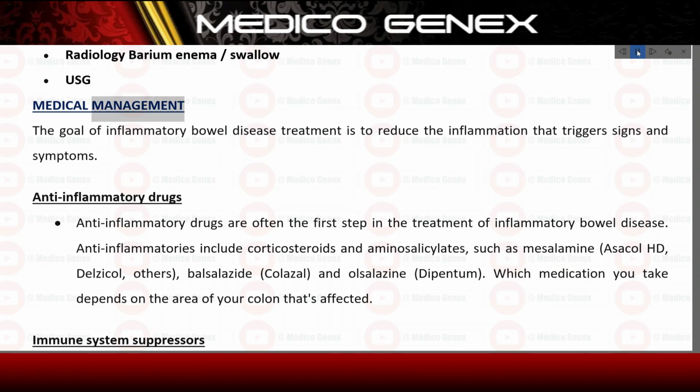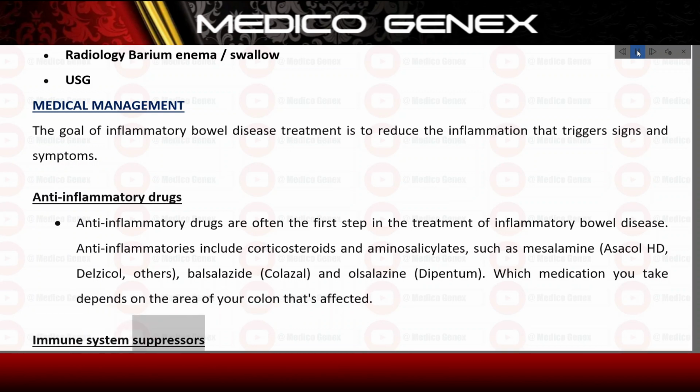Medical management. The goal of inflammatory bowel disease treatment is to reduce the inflammation that triggers signs and symptoms. Anti-inflammatory drugs. Anti-inflammatory drugs are often the first step in the treatment of inflammatory bowel disease. Anti-inflammatories include corticosteroids and aminosalicylates, such as mesalamine (Asacol HD, Delzicol, others), balsalazide (Colazal), and olsalazine (Dipentum). Which medication you take depends on the area of your colon that's affected.